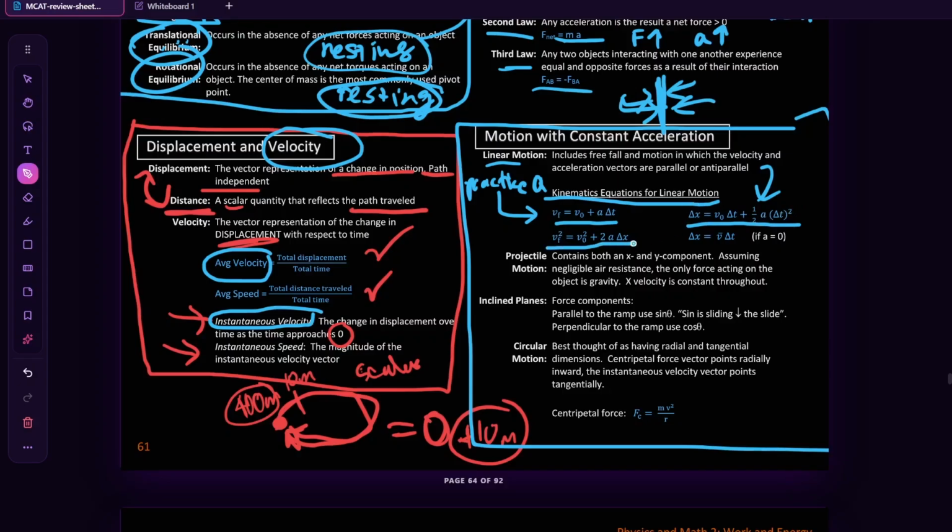Okay, and then you have this equation here, which is vf squared. So your final velocity squared is equal to your initial velocity squared plus 2 times acceleration times your change in displacement, which you can also find with this equation. So your change in displacement can also equal the average velocity multiplied by the change in time, if a is equal to 0.